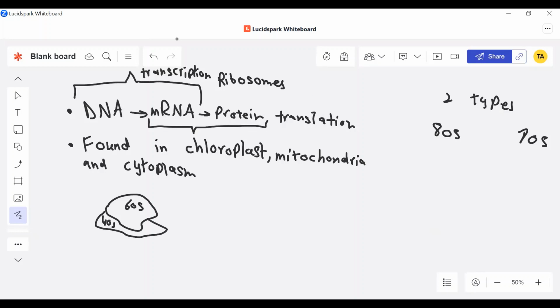And this process happens at the ribosome. So mRNA being converted to protein is called translation, and it happens at the ribosomes. So the job of ribosomes is to make proteins.